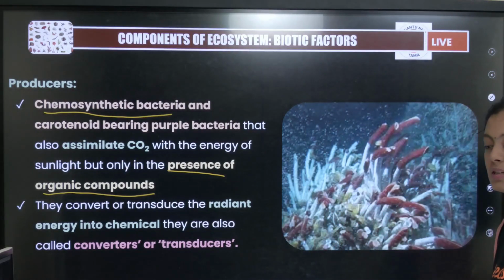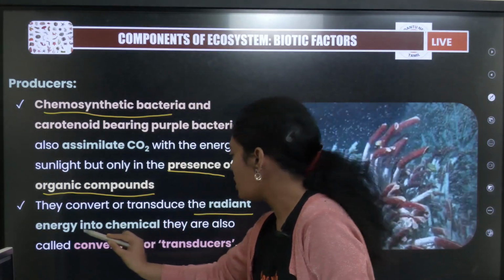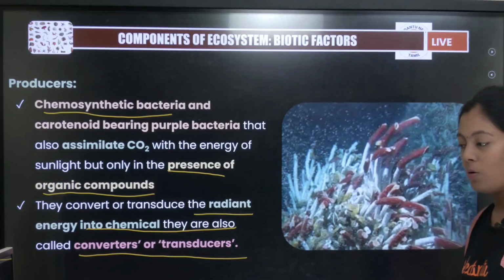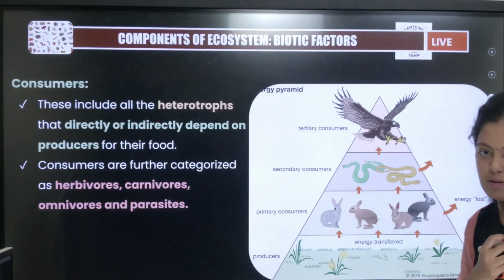That is what we call chemosynthetic bacteria. They convert or transduce the radiant energy into chemical energy. They are also called converters or transducers. For example, green sulfur bacteria and purple sulfur bacteria.